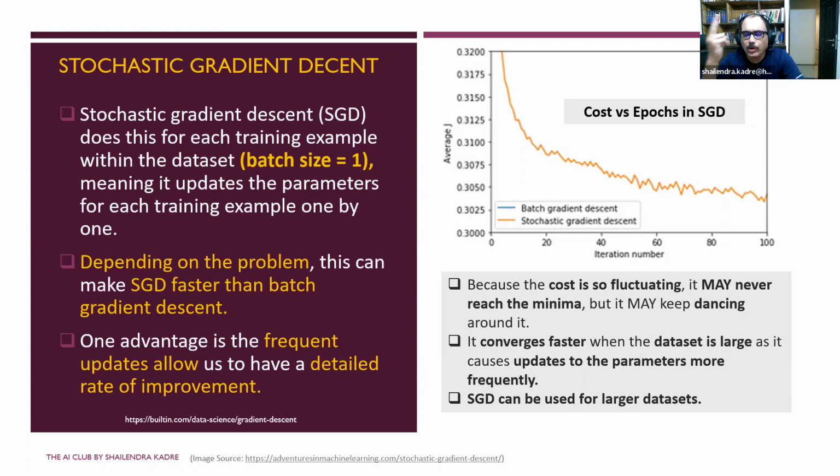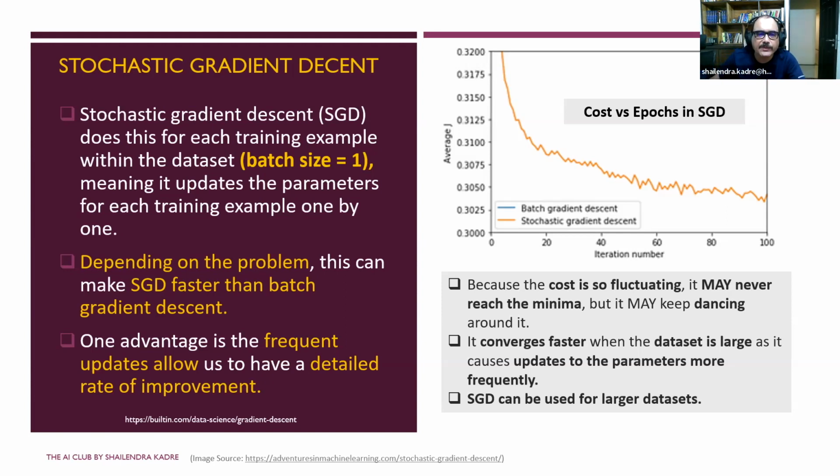So now we have seen two extremes. One is batch gradient descent, which updates once for a complete batch, and another is stochastic gradient descent, which updates once for every record. These are two extremes. So now let us see something in between, which combines the advantages of both. We have something called mini batch gradient descent, which combines the advantages of both.